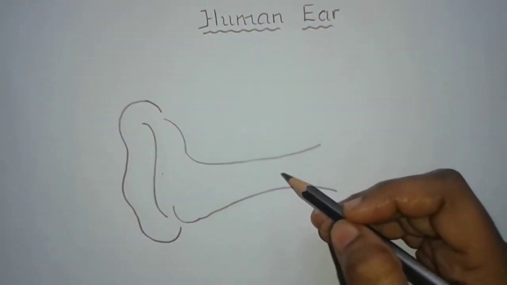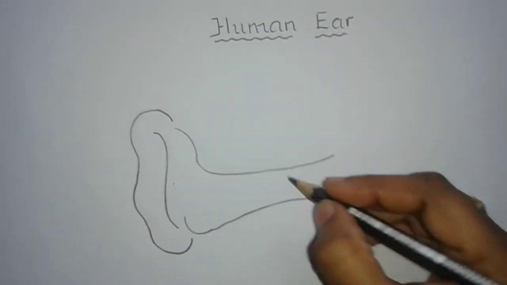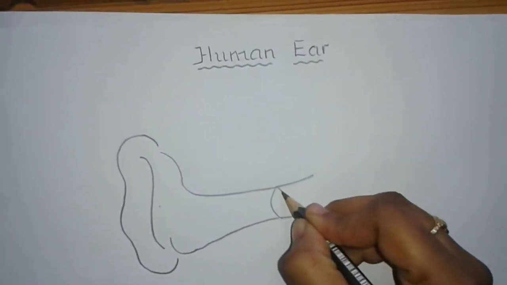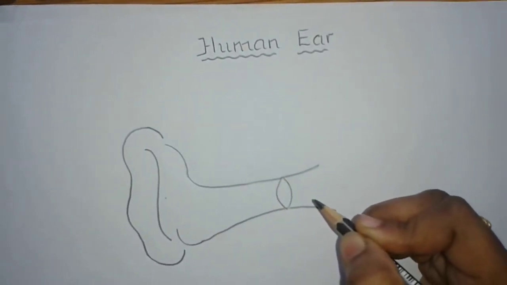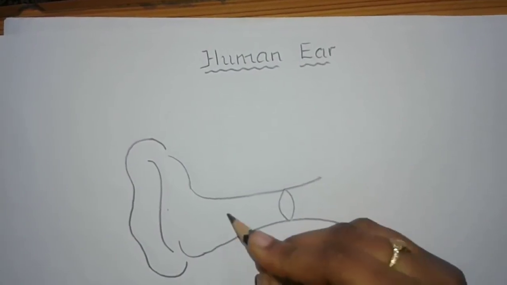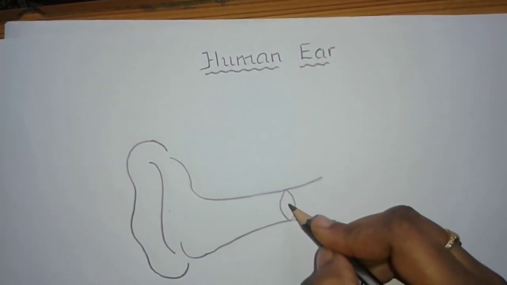Now draw the important part of the ear, the outer ear, that is the tympanum. That is also called the eardrum. This tympanum separates the external ear from the middle ear, and sound waves make the tympanum vibrate.